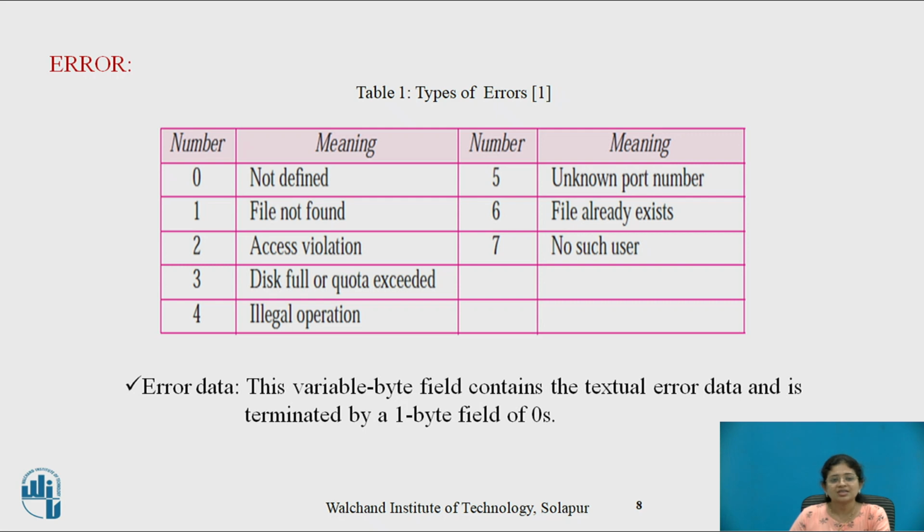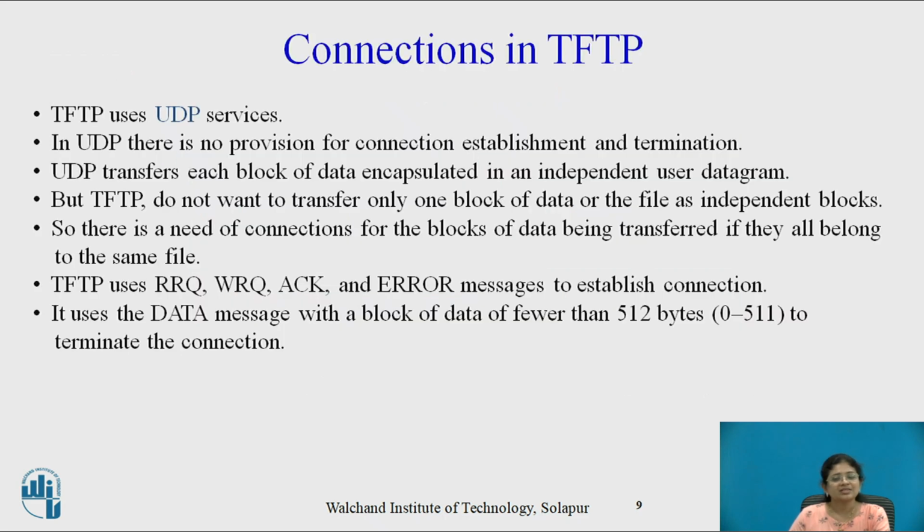So all these are the 5 messages which are used by the Trivial File Transfer Protocol. Now look at the next topic, that is connections in TFTP. Let's see various connections in TFTP. Actually FTP provides 2 connections, the control connection and the data connection, which are 2 communication paths for transmission of control information and transmission of data. But TFTP uses the services of UDP while FTP uses the services of TCP.